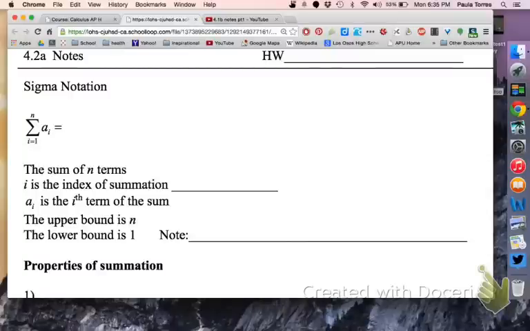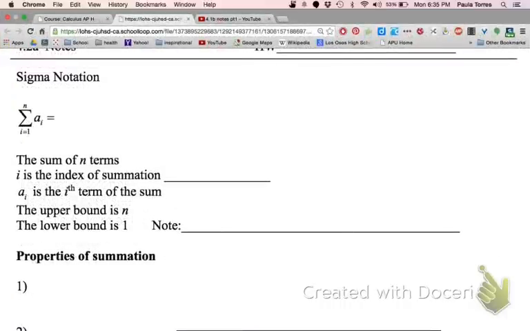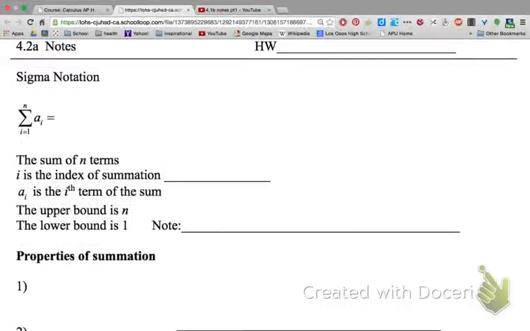So this next section, section 4.2, both A and B, is really some foundation work that you're going to need in order to do something important with your integration. So we're going to basically extend just a little back to the background knowledge that you had about sequences and series.